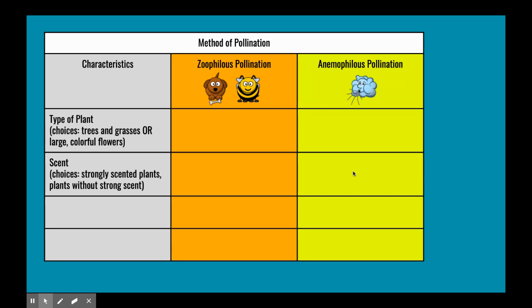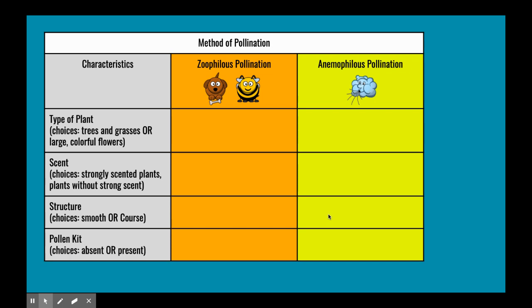Again, pause the video if you need time to make your choices. The third characteristic is structure. If the pollen is smooth, would it be more logical that it would be carried by animals or carried by wind? If the pollen is coarse in structure, would that make it more logically carried by animals or again by wind?